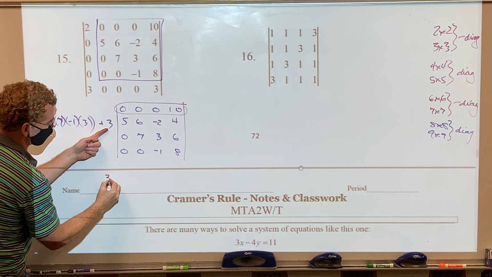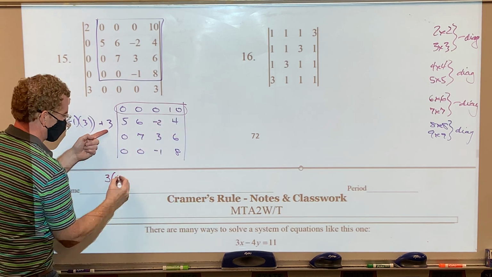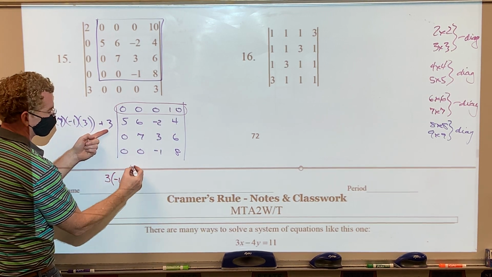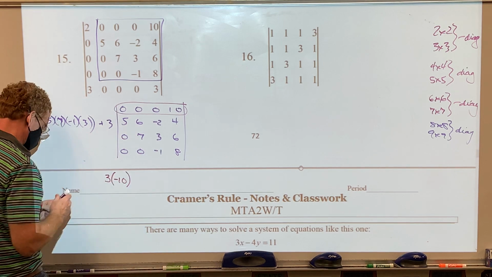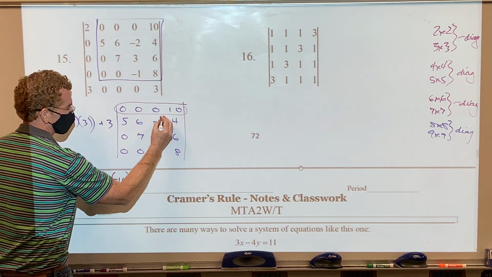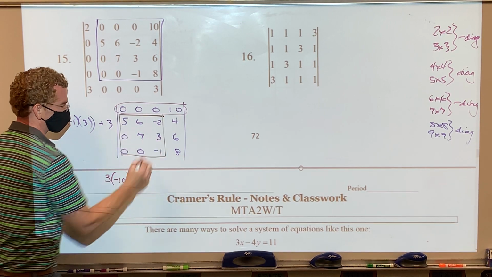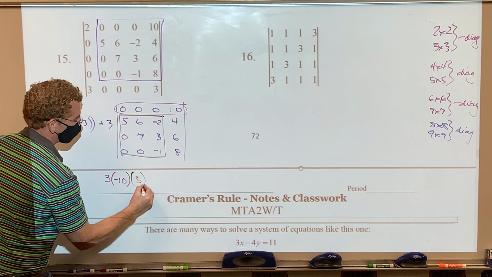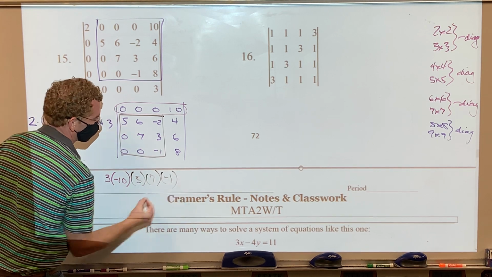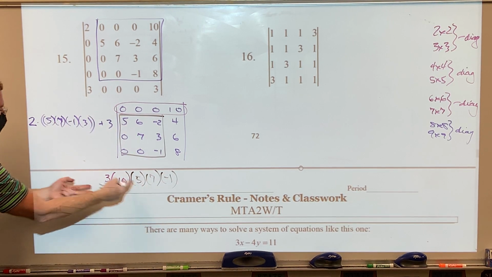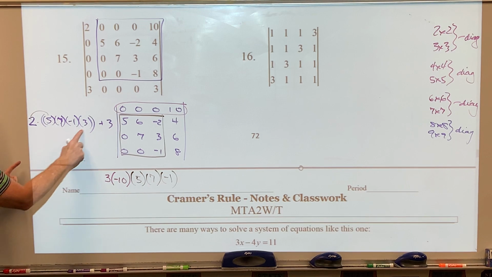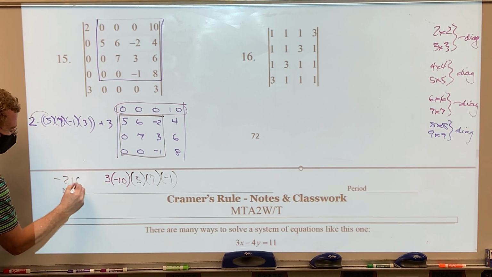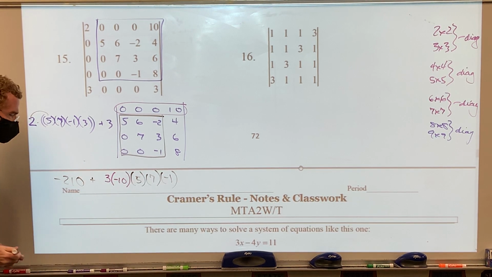So wouldn't I have that 3 times that negative 10 times the minor of negative 10? Now what would the minor of negative 10 be? It'd be that, right? Yes. Oh, a diagonal. Crazy. 5, 7, negative 1. So all I got to do is that, and then come in here and take this 10 and that negative 21, and then whatever I get from this, add them together. Are y'all tracking with me on that?